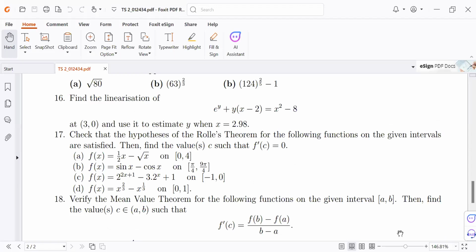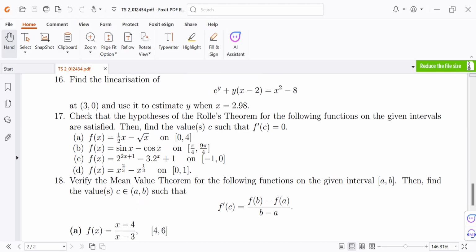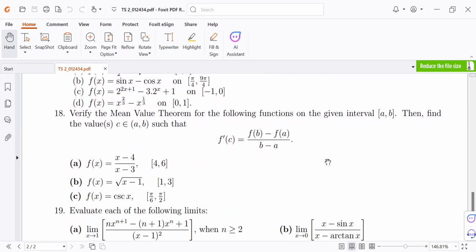Next is question 18. What does it say? Verify the mean value theorem. And after you have verified, what next? You do whatever you want to do. Verify the mean value theorem for the following function on the given interval, then find the value.